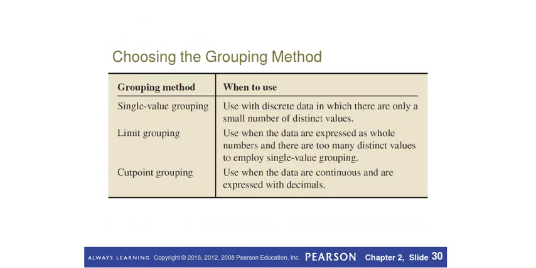But where do we use these? Well, if it's a single point grouping like we did with our TVs, we use discrete data, and there's only a small distinct number of values, and we don't have to worry about what groups pieces of data go into. Limit grouping, we use that when the data expresses whole numbers and there are too many distinct values to employ a single value grouping. That was the case with our days to maturity. Cut point grouping, the last one I talked about, is when the data are continuous and are used with decimals.